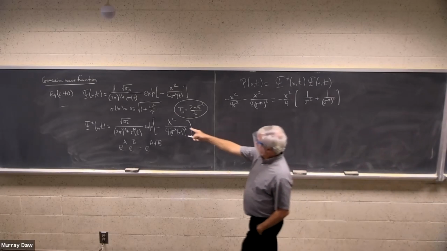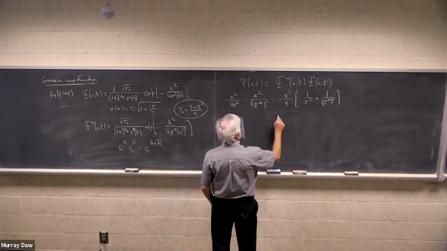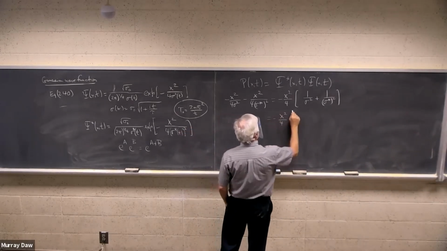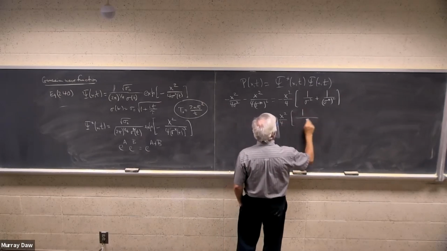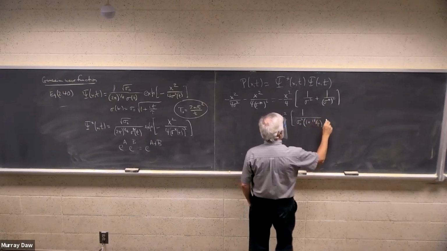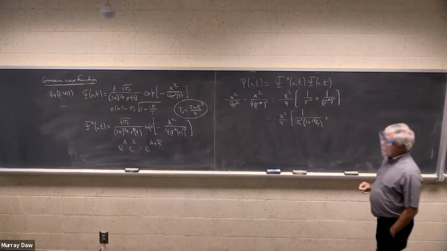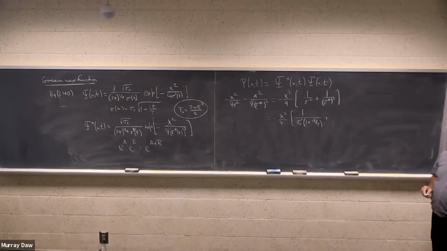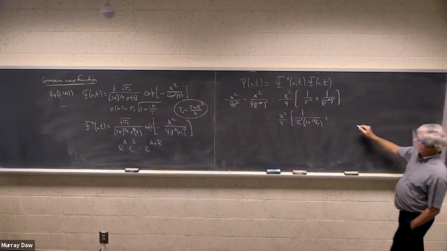This is 1 over sigma squared plus 1 over sigma star squared. Okay, so sigma is this. So it's 1 over sigma naught squared times 1 plus i t over tau, squared. I want to add to that its complex conjugate. Just put the sign.